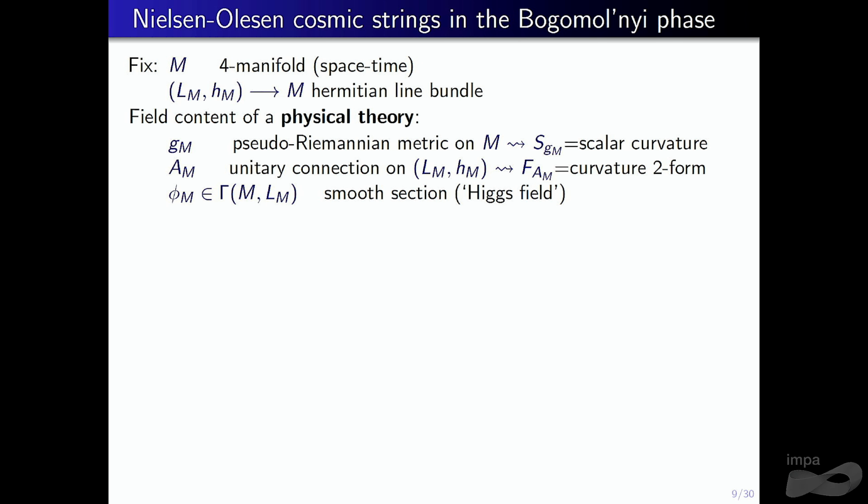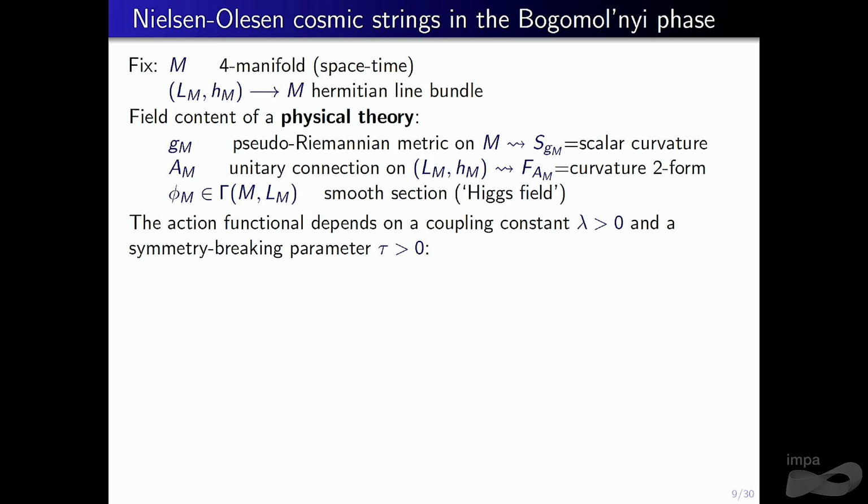On a compact surface, they couple, from a physical point of view, gravity, which is a metric, a gauge field, and a Higgs scalar. It's supposed to model something called cosmic strings, produced in the early universe, that haven't ever been found. But physicists, cosmologists, believe they exist. Okay, so you start with the four-manifold.